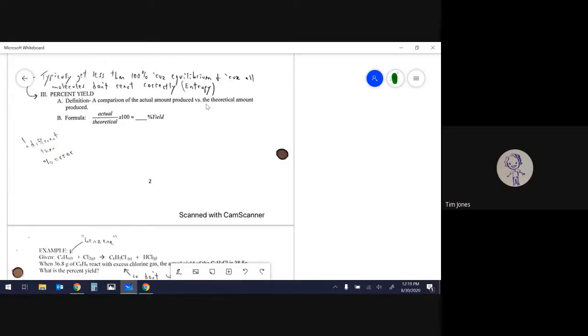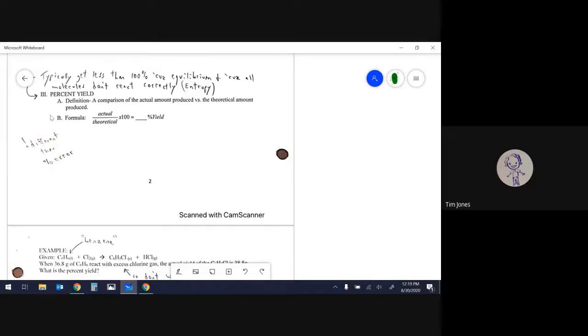When you do the calculation, you take the amount that you actually got, like doing a lab, you divide by what you were supposed to get by doing the math and the stoichiometry, times 100, of course, and that will be the percent yield of that product.